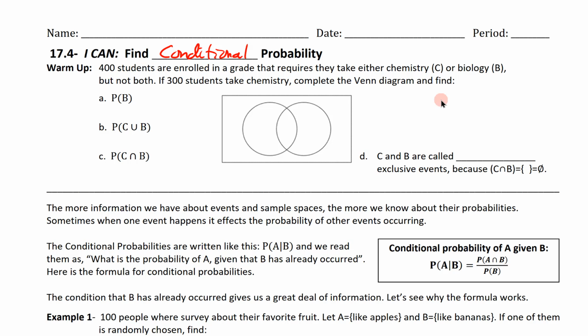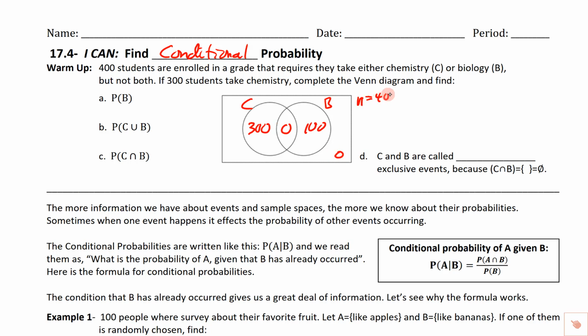Okay, so in order to get this one right, you've got to catch something. This is about chemistry and biology students. I'm going to put a C for chemistry right here and a B for biology right here. It says 300 students take chemistry, and they've got to take chemistry or biology. They can't take both. So if we put 300 here, that means we've got to put 100 over here, right? Yes. None of them are in the intersection. There's also none on the outside, and there are 400 altogether.